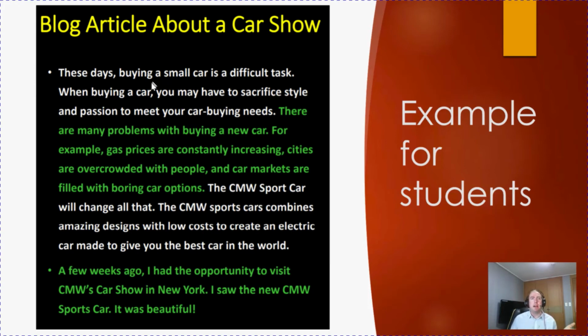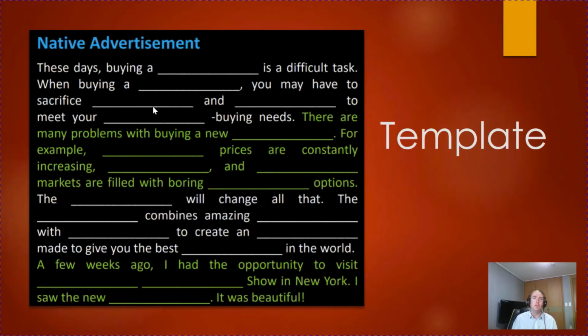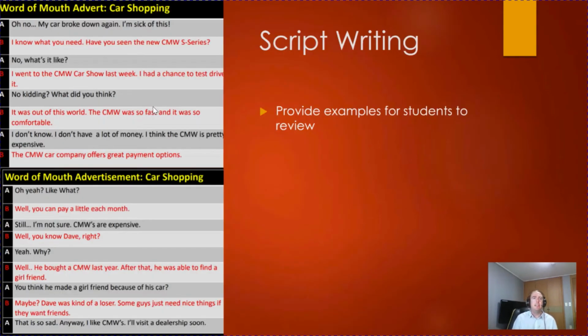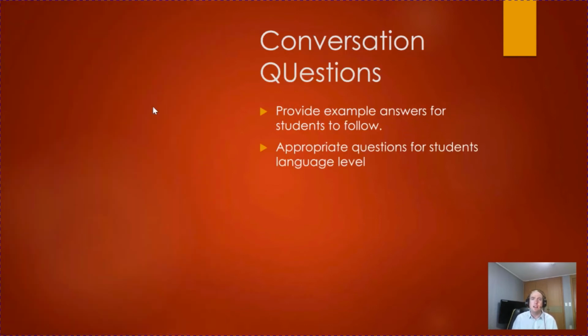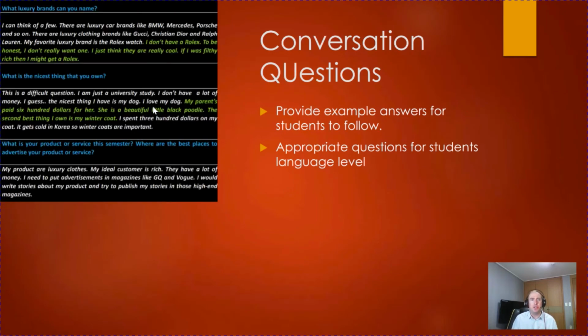So these days, buying a car is a small, difficult task. Again, same principle as before. They have the reading article, they have the fill in the blanks, and they have a dialogue of some sort. They create their own dialogue. And then conversation questions, with some example answers. Students can practice these conversation questions at home.